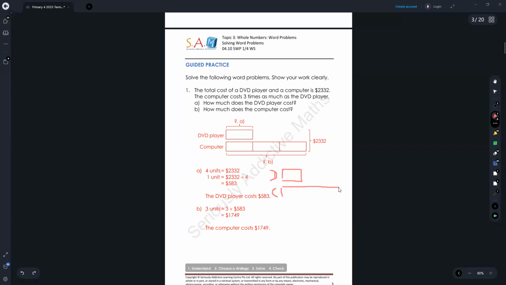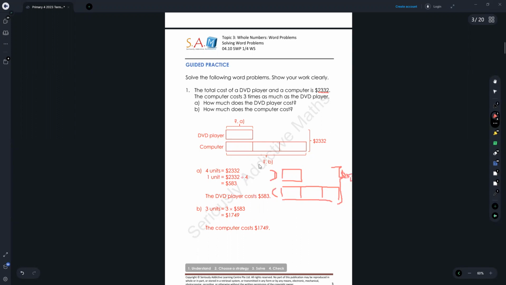So let me do it in a way better. Okay, try to draw it proportionally so that you can see 3 units. Right, so computer is 3 units, costs 3 times as much as DVD player. What other information? The total is 2,332. So show them how to do this. Make sure that they model after you step by step. I think I'm running out of space, but you get what I mean, right? What you should do. Okay.